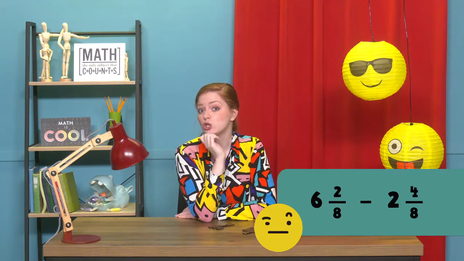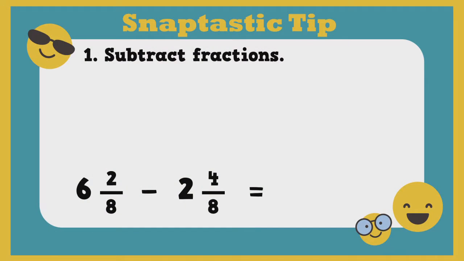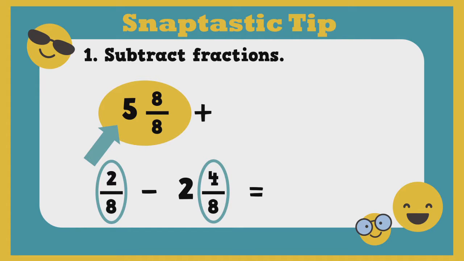But what if you have a subtraction problem with 2 mixed numbers? Something like 6 2/8 minus 2 4/8. How do you even begin? Remember this snaptastic tip. Subtract the fractions first. If you don't have enough parts of the whole in the first mixed number, you need to rename one whole number as its fractional parts. And, of course, add it to the fraction.